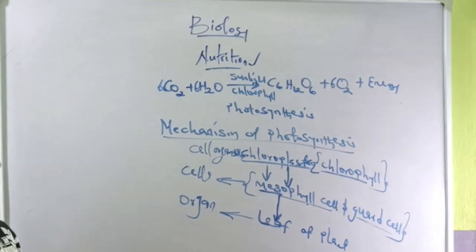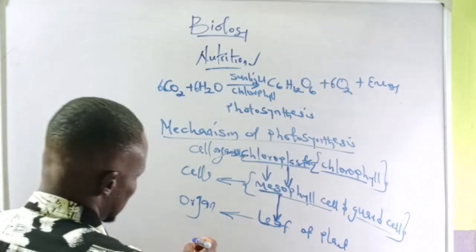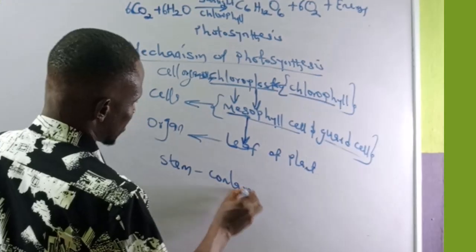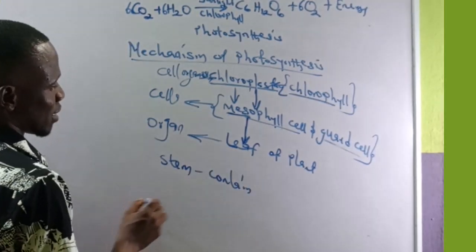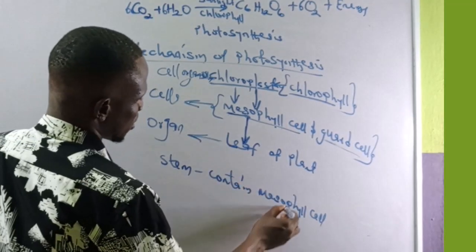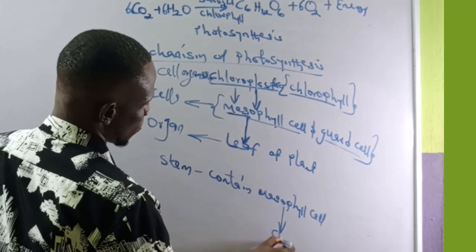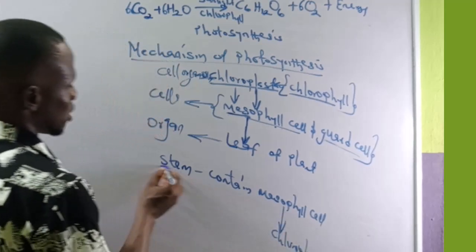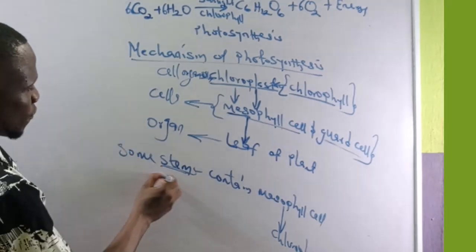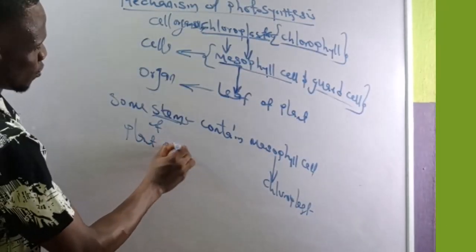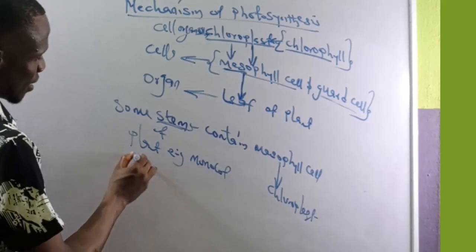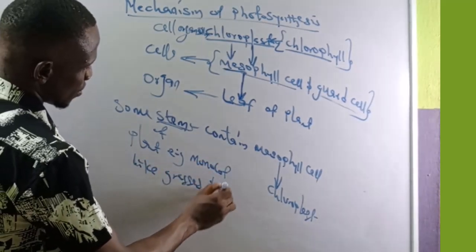Yes, in some plants the stem contains mesophyll cells which contain the chloroplast. So photosynthesis can take place in some stems of plants. Examples are monocots like grasses, and some herbs.